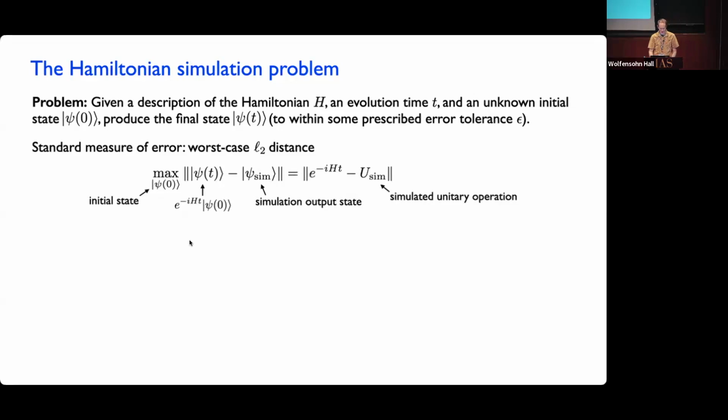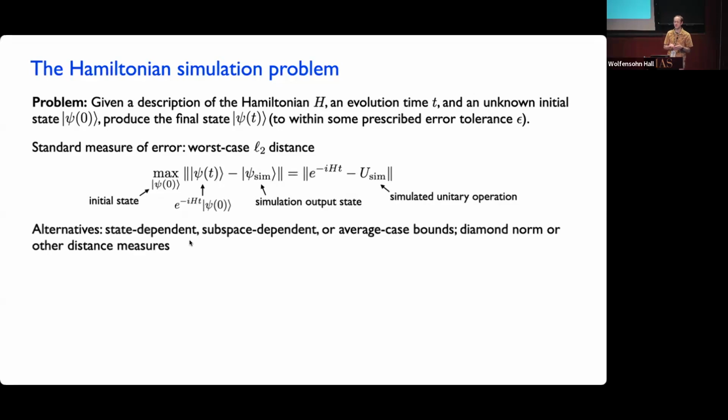You can definitely consider alternatives to this notion, like we can talk about what happens for particular states or states living in some particular subspace, or what happens on average when we choose the state from some distribution. We can use different metrics to measure the distance between these states, and there are definitely results, and maybe if there's time I'll even mention some of them, that think about these different scenarios, but this is maybe the most standard one that's shown here.